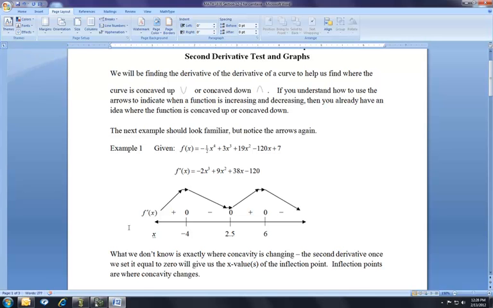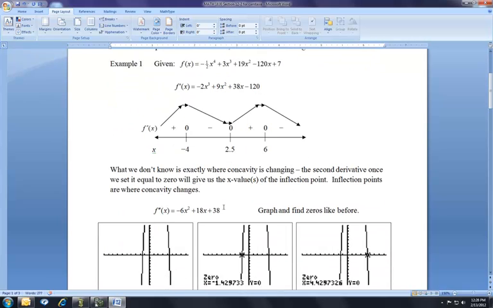So it says we don't know exactly where concavity is changing. The second derivative, once we set it equal to 0, will give us the x values of the inflection point or points. Inflection points, remember, are where concavity changes. Now before I move on down, if you'll notice, I know it's concave down here. Something between -4 and 2.5 is occurring in order for it to be concave up, and then between 2.5 and 6 it's concave down again. So let's go get the second derivative.